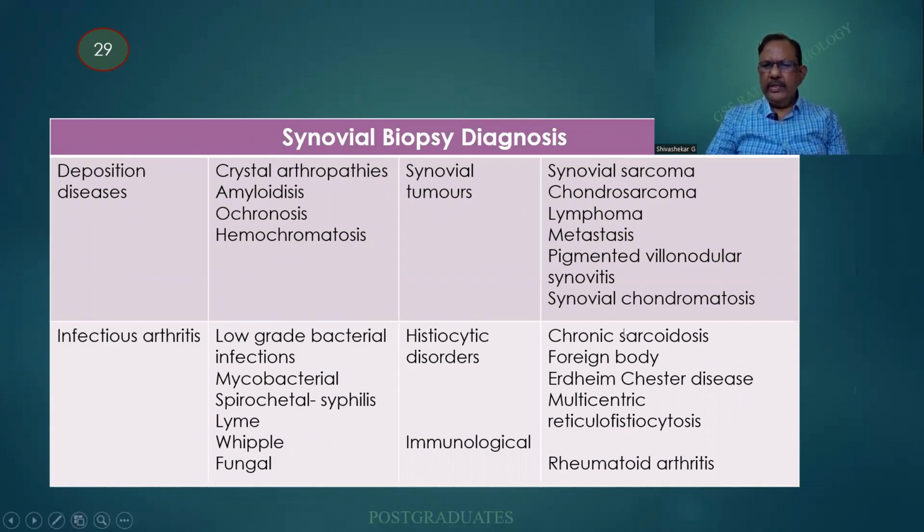So there are various tumors such as synovial sarcoma and chondrosarcoma. Rarely there can be metastasis and lymphoma. Pigmented villonodular synovitis is an exam slide for us. Histiocytic lesions can be sarcoidosis, any of the foreign bodies, or Erdheim-Chester disease. Immunological can be rheumatoid arthritis. These 4 or 5 headings I would like you people to kindly memorize.